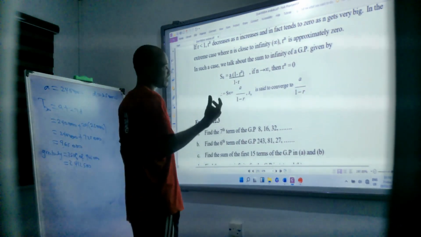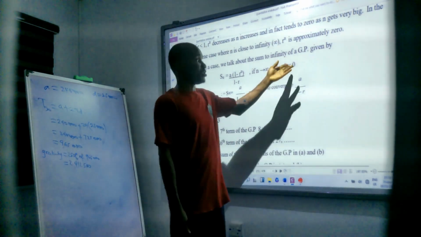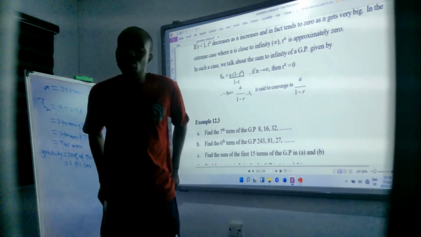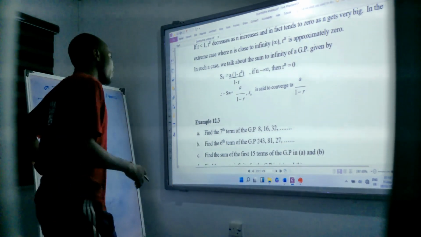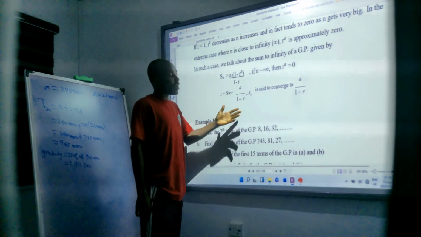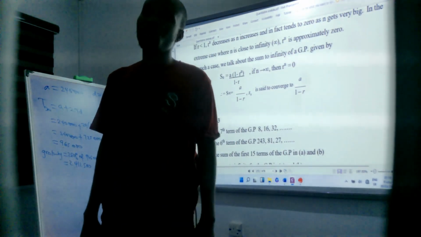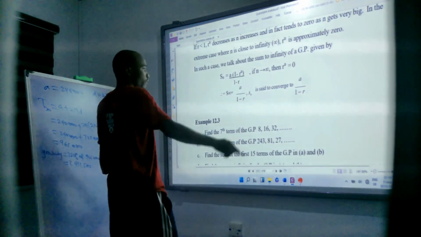Sum to infinity of GP. I'm sorry. If our n is very large and R is less than 1, what will happen? This R to the power n goes to 0. That means n is closing to infinity. So our sum to infinity is always A over 1 minus R.